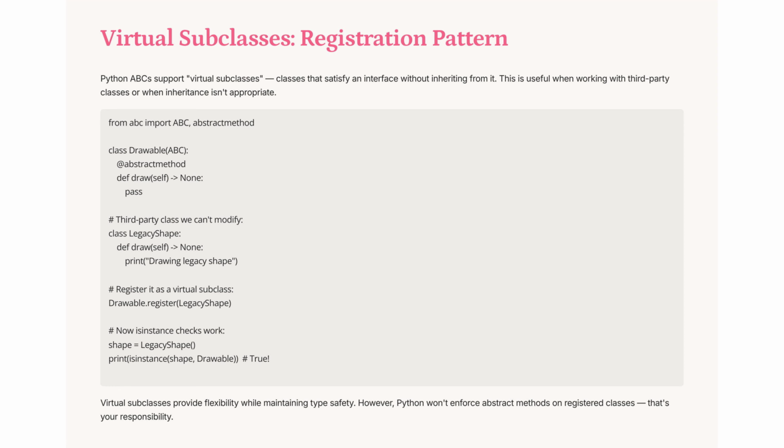Virtual subclasses in Python allow classes to satisfy an interface without direct inheritance, ideal for third-party classes. Using the registration pattern, like registering LegacyShape as a Drawable, enables isinstance checks to pass. This approach offers flexibility and type safety, though enforcing abstract methods remains the developer's responsibility.